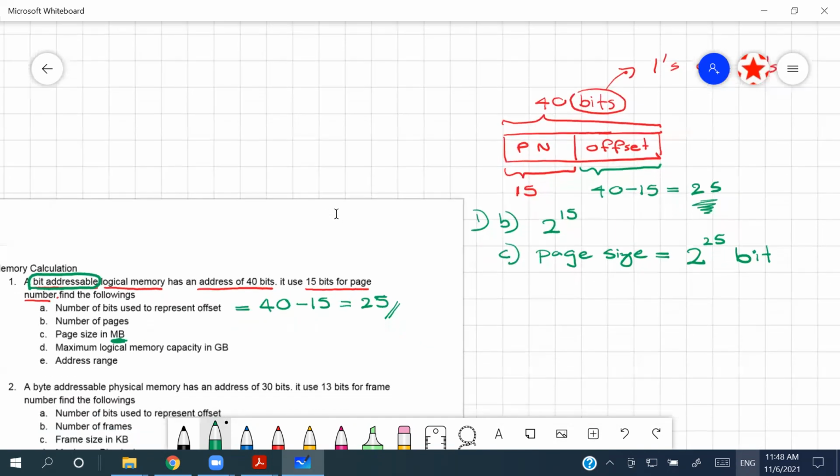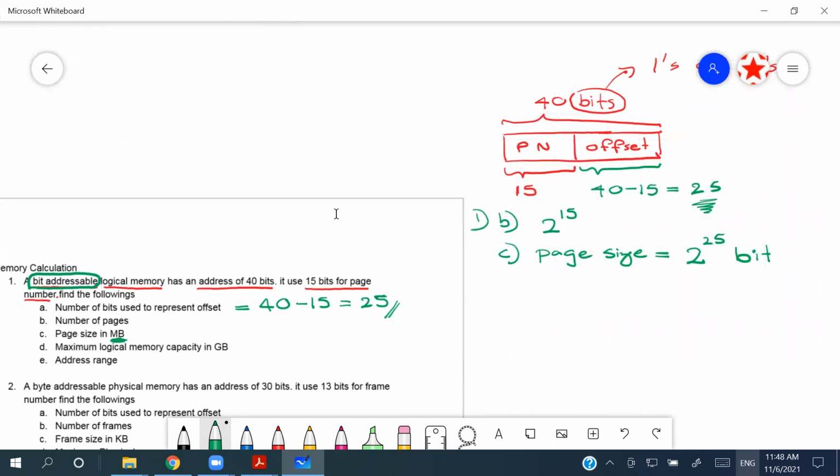Right, so we are going to do the calculation to show how 2 to the power 25 bits is converted into megabytes. Hold on. Why? What's happened, Susu? Okay, so how are we going to do that? Sorry for the disturbance, people.